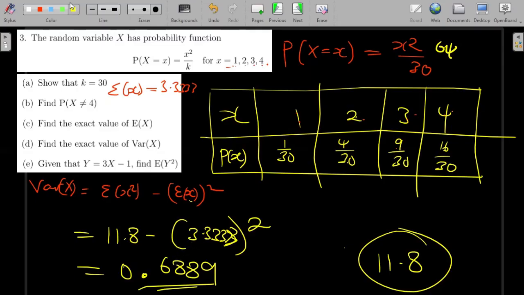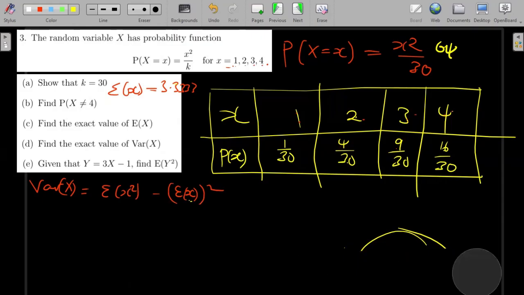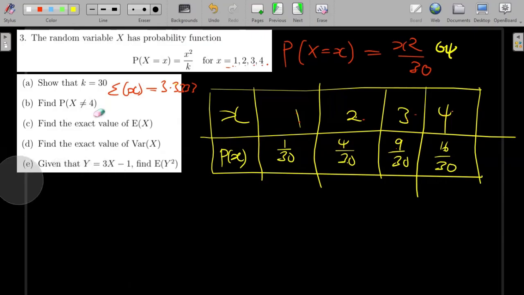So we are now left with question E. In question E, they're saying given that y is equal to 3x minus 1, find the expected value of y squared. This one won't be difficult. We just have to follow what I was saying. They're saying y is equal to 3x minus 1, and they want us to find the expected value of y squared.